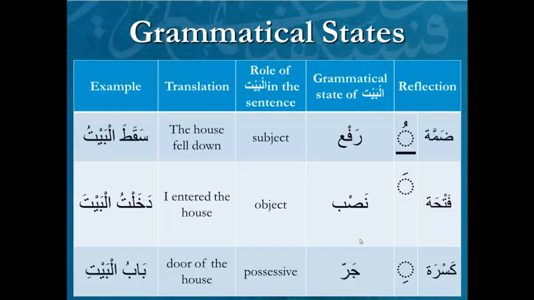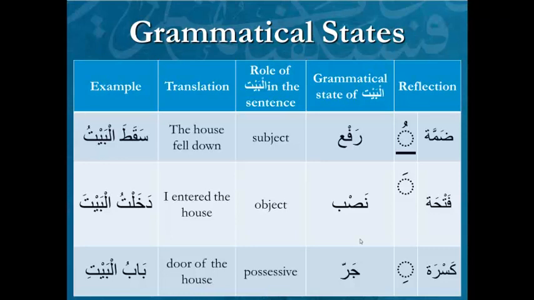Is that 100% accurate? Now, we have some advanced students, some intermediate students, people that have been studying for a long time, and they know that dhamma, fatha, and kasra is the dominant reflection. The dominant reflection. Like 80-90% of the time, rafa is reflected with dhamma, 80-90% of the time, nasab is reflected with fatha, and 80-90% of the time, jar is reflected with kasra. So how about the other 10-20?